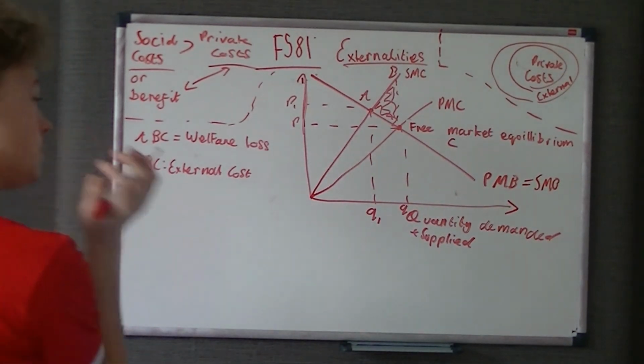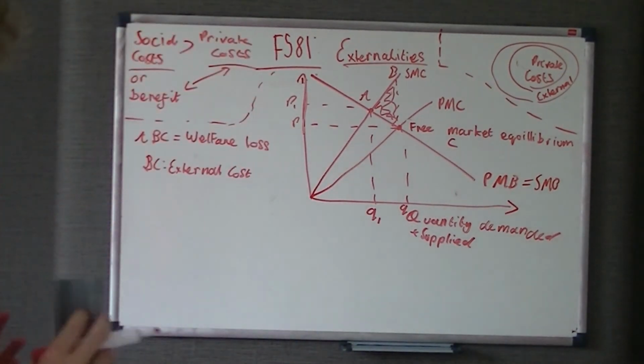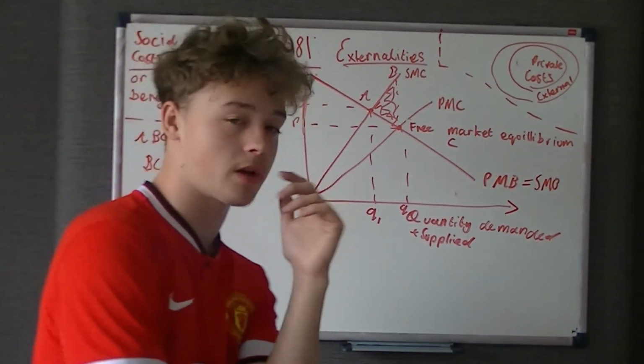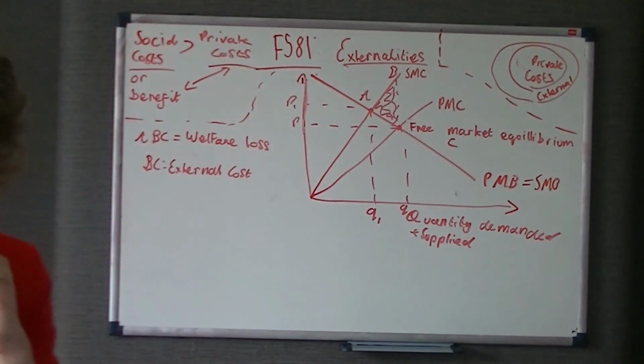So that's a basic diagram there. How can we fix that? That's what happens, but how can we fix that? One of the ways we can fix that is by taxation or regulation.